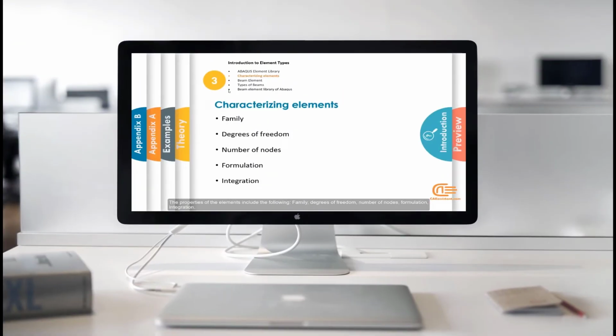The properties of the elements include the following: family, degrees of freedom, number of nodes, formulation, integration.